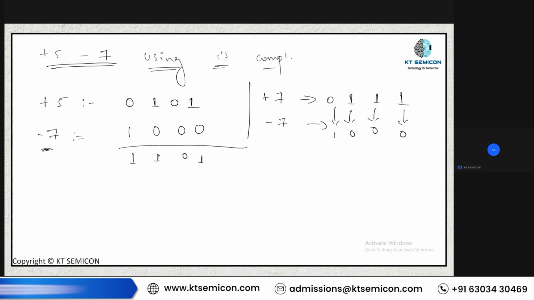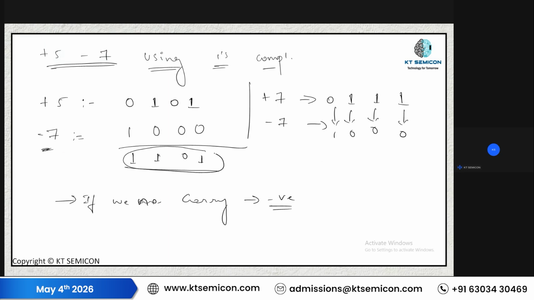That means if we are not getting any carry, our resultant is a negative number. This is a very important conclusion here. If no carry, then the resultant is a negative number. Now, if the resultant is a negative number, what we should do is perform complement on this number again for knowing the actual value. Now, what is the complement of this number? That is nothing but 0010, and it is nothing but minus 2.